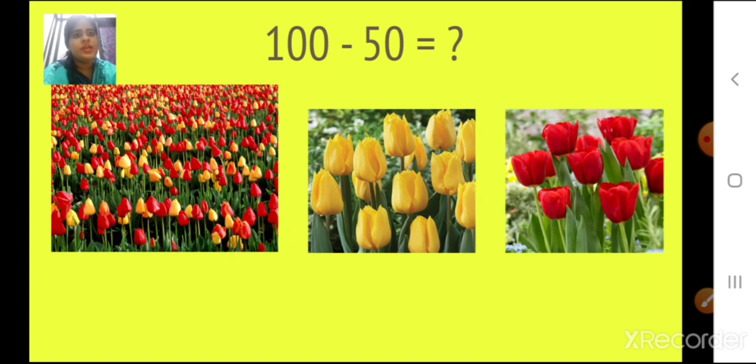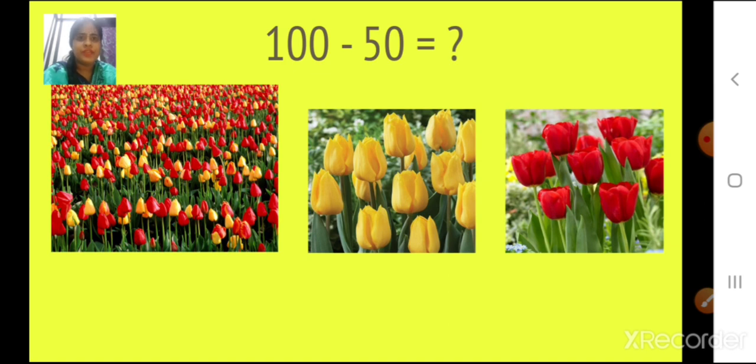Now here I have 100 minus 50 is equal to question mark or dash. So by looking at the numbers, you have to get an idea and frame your word problem question. Children, the minuend or the bigger number is always the total, whatever you are taking. For example, here I have taken flowers. Here I have red color tulip flowers and yellow color tulip flowers. So their total is always your minuend.